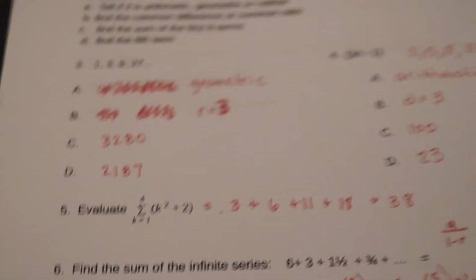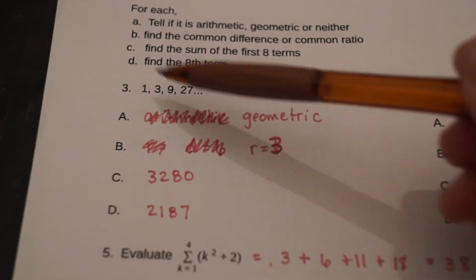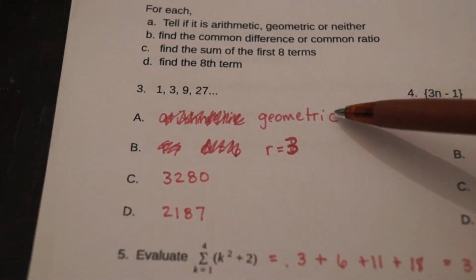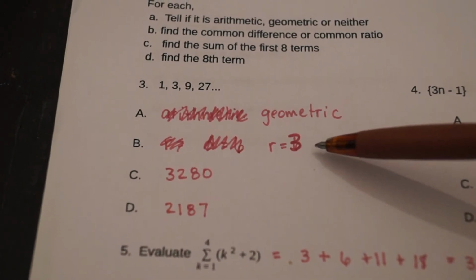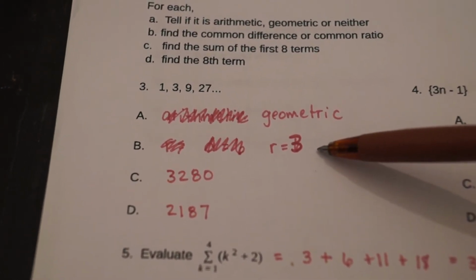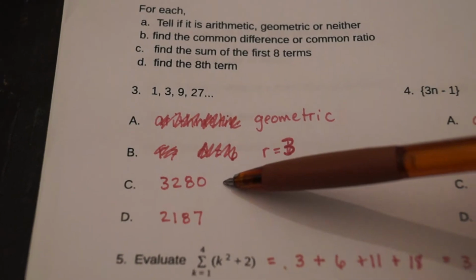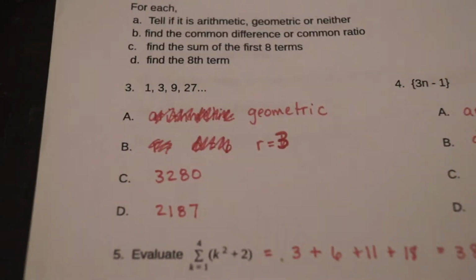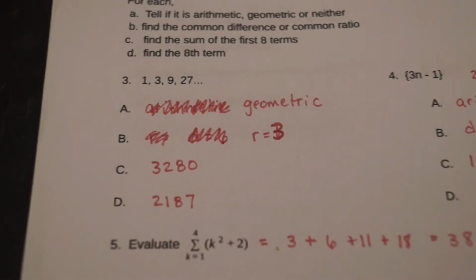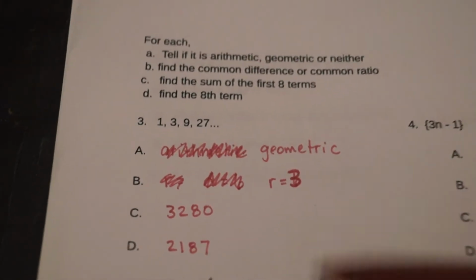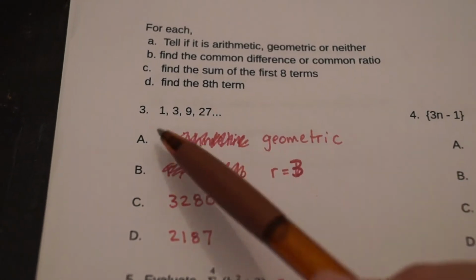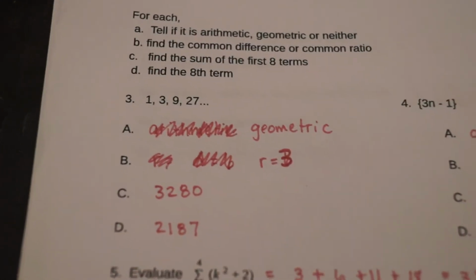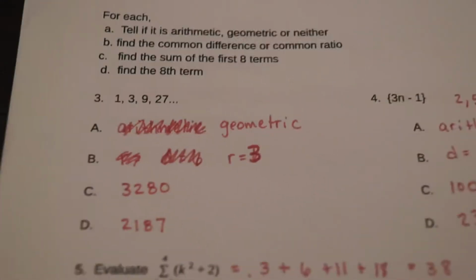All right, then I had some stuff about sequences and series. Tell what kind it is. This is geometric because it's multiplied by the same thing every time. Then here, the thing it's multiplied by every time is 3, so that's its common ratio. Here is the sum of the first 8 terms, and here's the 8th term, and both of those just came from the formulas that are on your formula sheet. But your other option, when it only asks for something like 8, which isn't very far, is just to keep multiplying by 3 and just do it until you get to the 8th term.